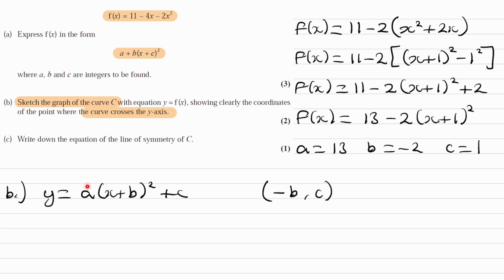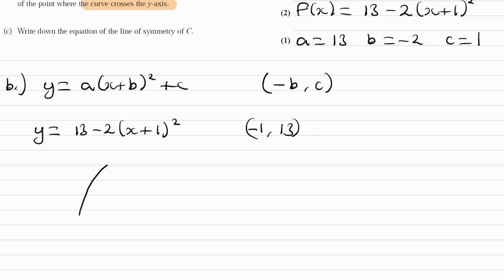The a tells us something too. If a is positive, the quadratic looks like this, and if a is negative, the quadratic looks like this. So then what we have is 13 minus 2 lots of x plus 1 squared. So following the same logic, our turning point would be minus 1, 13. And because we have a negative number in front of this x plus 1 squared, that means our quadratic looks like this. So we can now do a rough sketch of that. Has this kind of shape. This point here would be minus 1, 13.